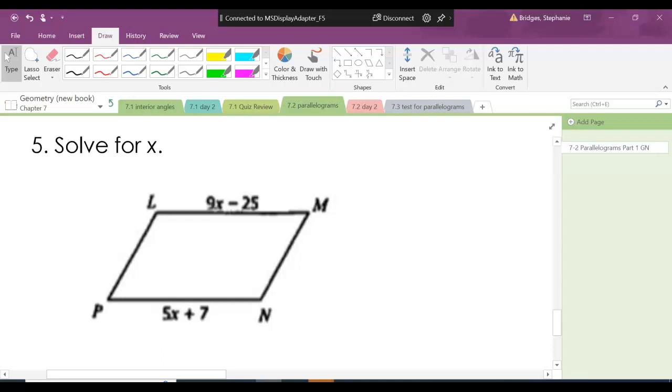If opposite sides are congruent, what did we say about opposite sides? They are congruent. Congruent means what? Subtract the x first, right? Okay, subtract the x first.